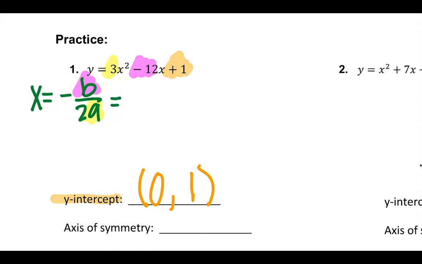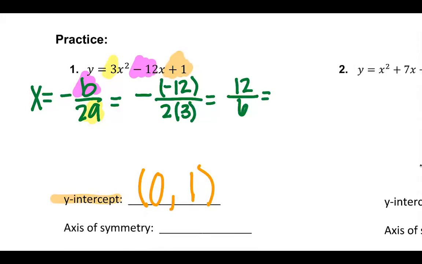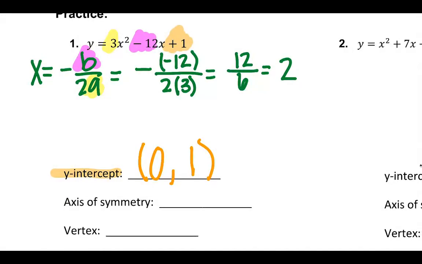So when I go to plug this in, I've got negative negative 12 over 2 times 3. Well, a negative and a negative makes a positive, so I really have 12 over 2 times 3, which is 12 over 6, which is 2. So x equals 2 is your axis of symmetry. That's where you would draw the line straight down at 2.